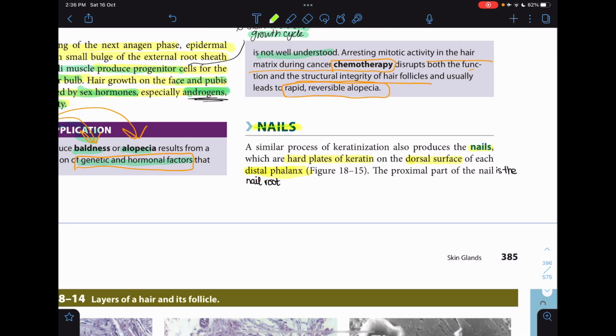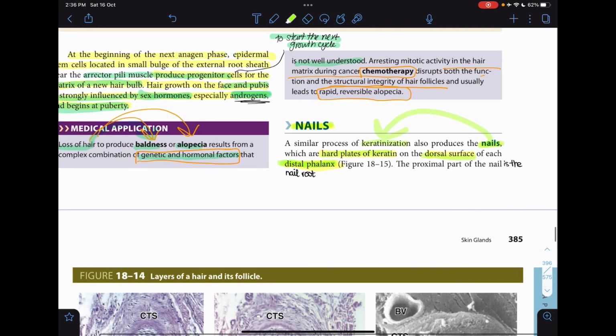Now we want to move on to the nails. A similar process of keratinization also produces the nails. So the nails are produced by keratinization. Nails are hard plates of keratin on the dorsal surface of each distal phalanx. The distal phalanx is the tips of our fingers. When we look at our hands, we see our nails, and we see below where our nails are. The part underneath is called the distal phalanx.